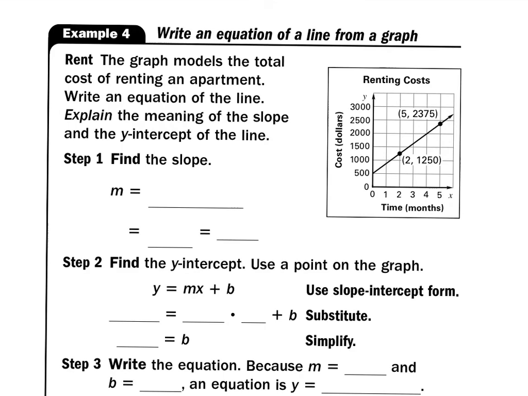Okay, here's the story problem with this. The graph models the total cost of renting an apartment. Write an equation of the line. Explain the meaning of the slope and the y-intercept of the line.